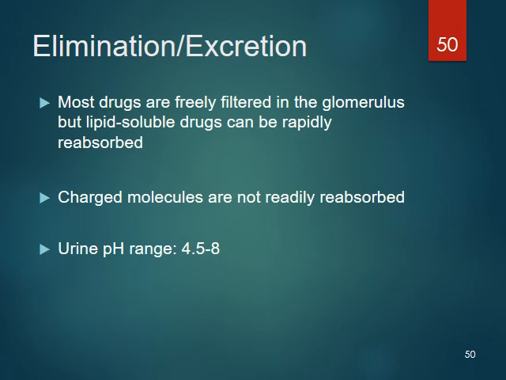This can be influenced a lot by the pH of the urine. So we can essentially do some ion trapping, where we can actually affect how well something is reabsorbed or not based on altering the pH of the urine. Normal urine pH may range anywhere between 4.5 to 8, and we'll see that this can have a big impact on drugs based on their pKa, whether or not they're weak acids or weak bases.